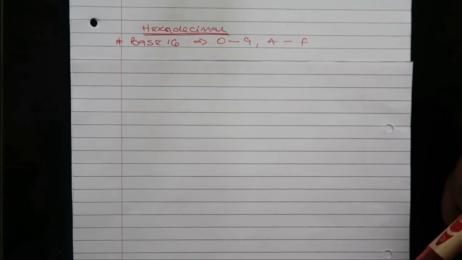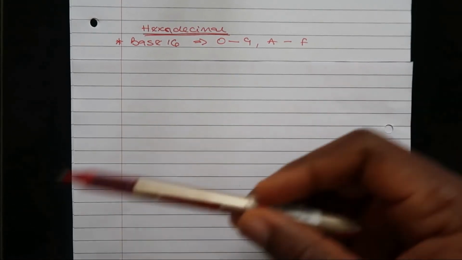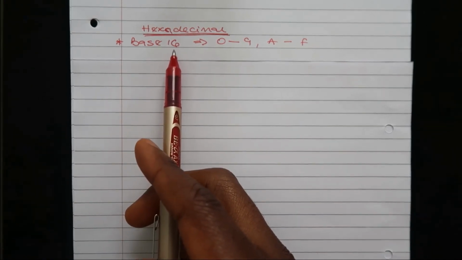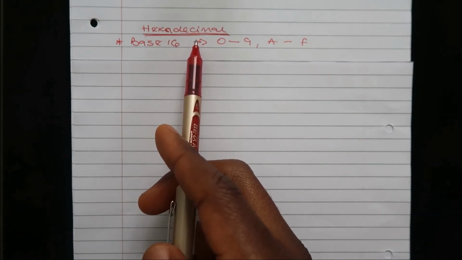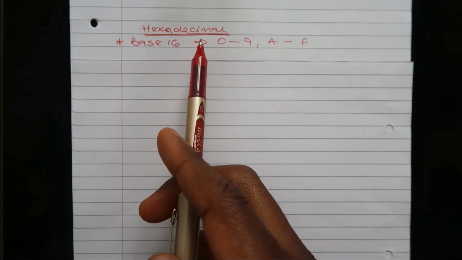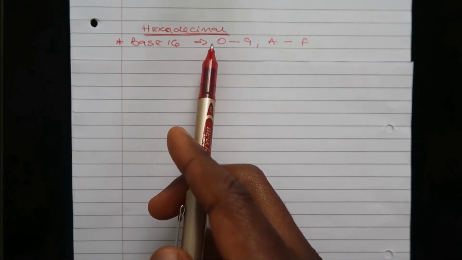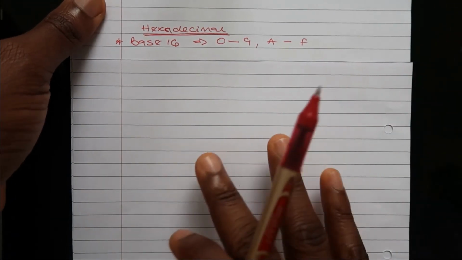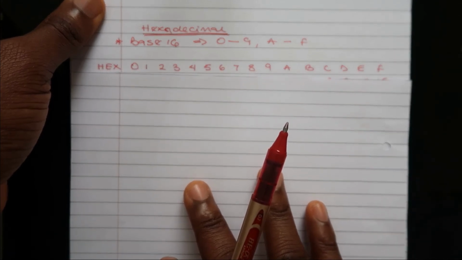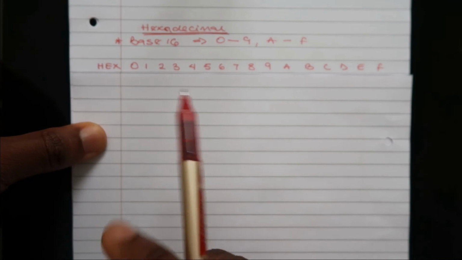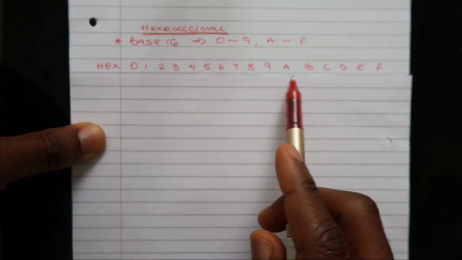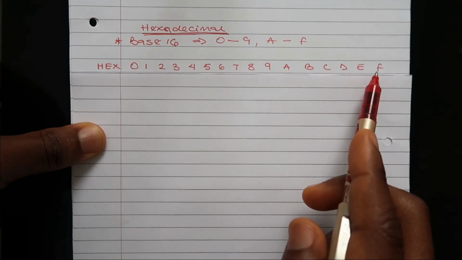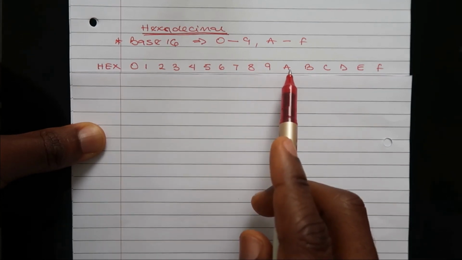Hexadecimal number system is a number system that represents values to base 16. What this simply means is that hexadecimal numbers can only be formed with the use of 16 possible values, 0 to 9, A to F. If we break that down further, you can see all the possible values that can combine to form a typical hexadecimal number, 0 to 9 and then A to F.